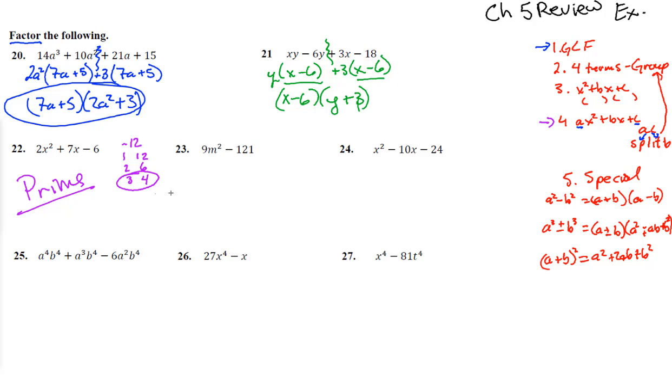Number 23, 9m squared minus 121. First step, greatest common factor.